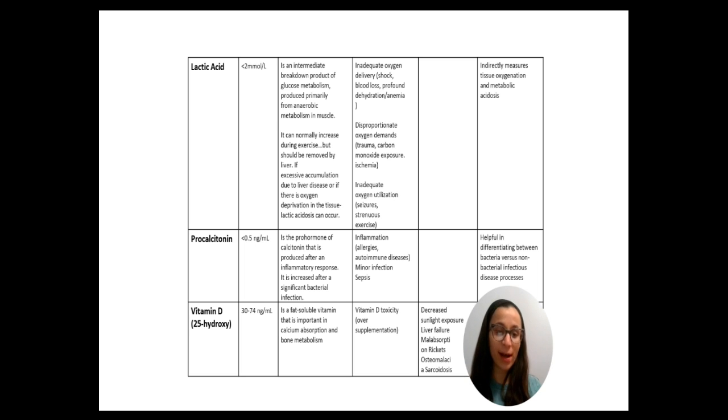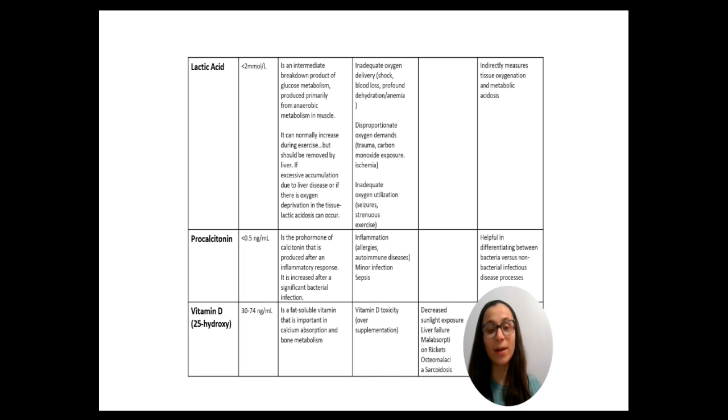The next one is procalcitonin, whose levels are usually below 0.5. Procalcitonin is a prohormone of calcitonin that's produced after an inflammatory response. It's usually increased also after a significant bacterial infection. So that's why it's useful in differentiating between bacterial and non-bacterial infectious disease processes. And like I said before, it's produced after an inflammatory response, so that's why it could be elevated with inflammation like allergies, autoimmune disease, etc.